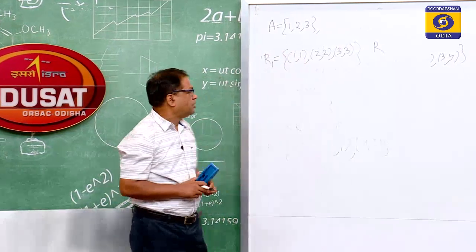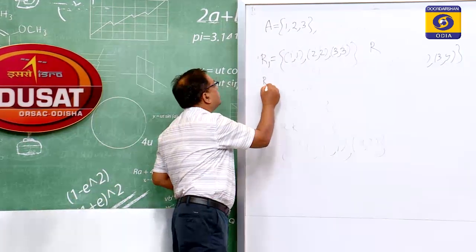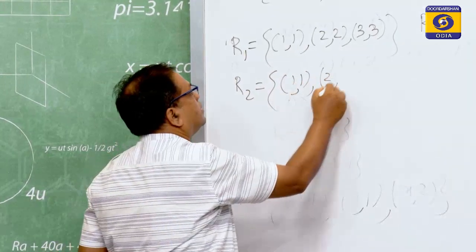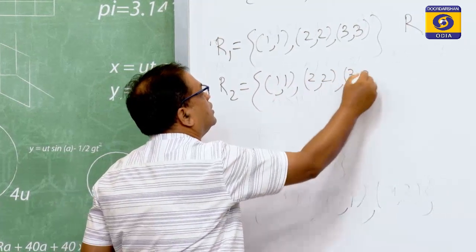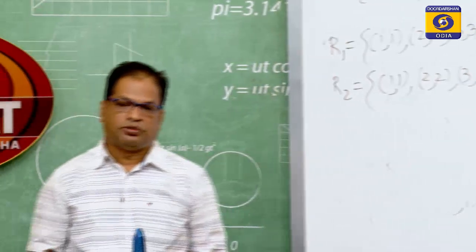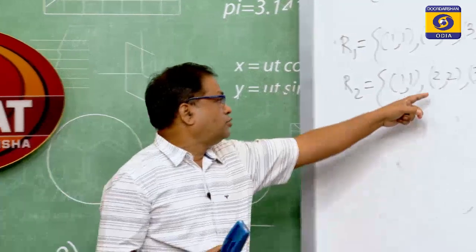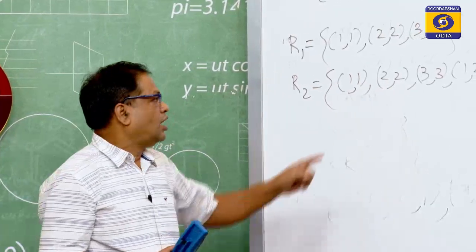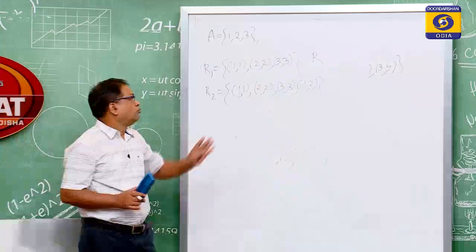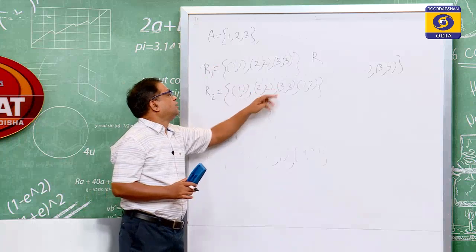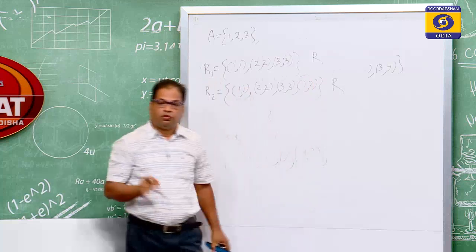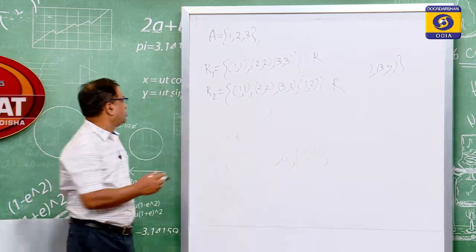be reflexive. Next, suppose we take R2 = {(1,1), (2,2), (3,3), (1,2)}. Now, whether this relation is reflexive or not. Already (1,1), (2,2), (3,3) are there and there is an extra ordered pair (1,2). We are least concerned about the extra ordered pair because we have (1,1), (2,2), (3,3). So, it is also reflexive. We are least worried about the 4th ordered pair (1,2).